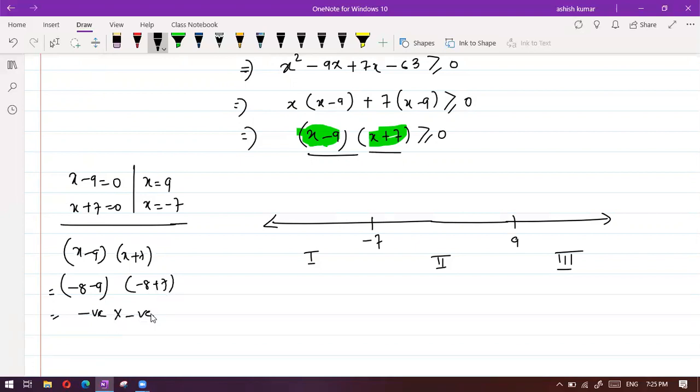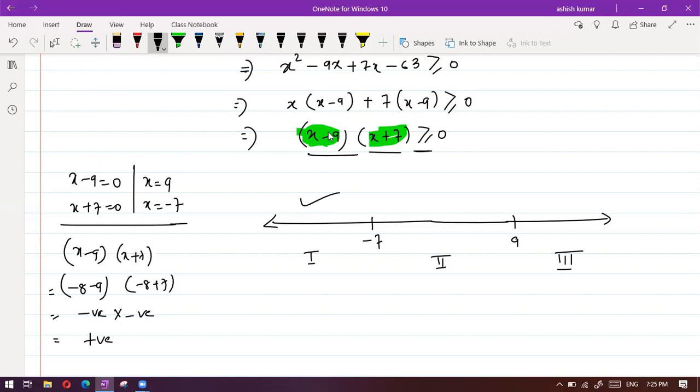And minus 8 plus 7, is it a negative value? We don't have to multiply here, we just have to see the sign. So both negative means what? Ultimately, it will become a positive value, and a positive value is definitely greater than 0. Can we say this thing? Yes, sir. Right. So we have to consider this part of the number line in the domain. Understood?